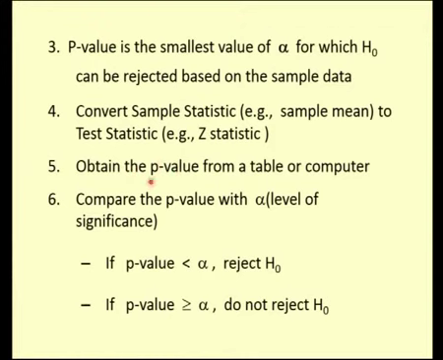If you know your p-value, to accept or reject a hypothesis, compare your p-value with alpha, which is the level of significance. If your p-value is less than alpha, reject H0, otherwise you accept your H0. Do not reject your H0 if your p-value is greater than or equal to alpha. And alpha, as I told you, is the level of significance, which you can take to be 5%.